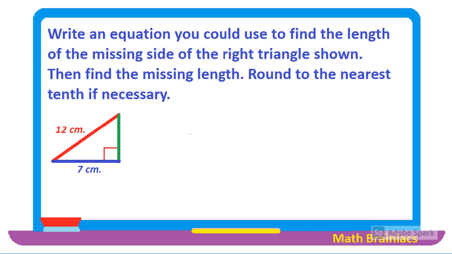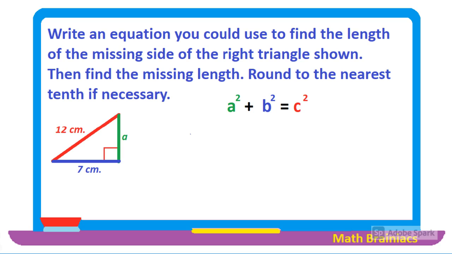Let us work on another example so that you can understand it well. Write an equation that you could use to find the length of the missing side of the right triangle shown. Then, find the missing length. Round to the nearest tenth if necessary. The opposite of the right angle is the longest side, which is the hypotenuse, and in this case, it is 12 cm. One leg is 7 cm. Therefore, another leg is missing, which is letter a.